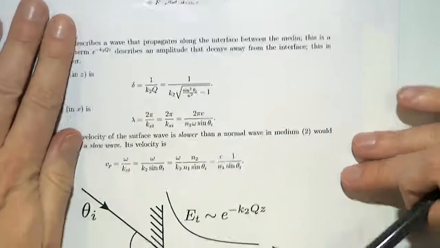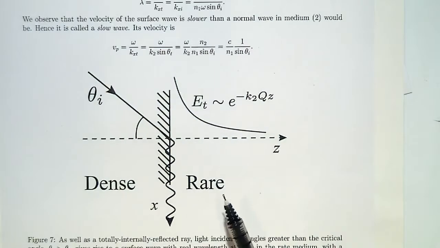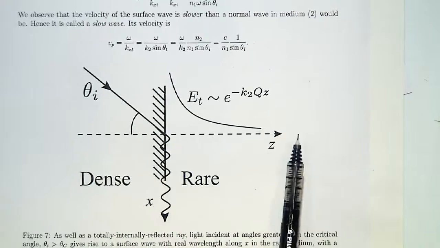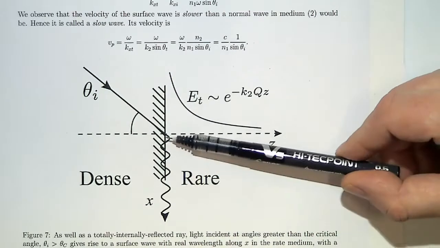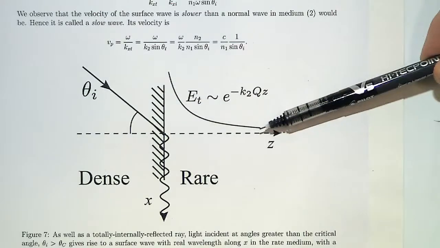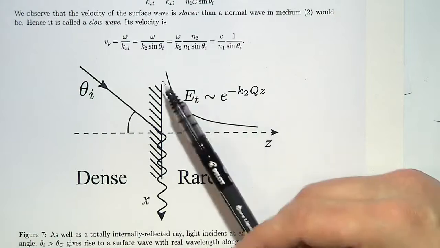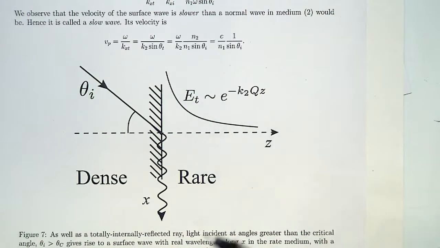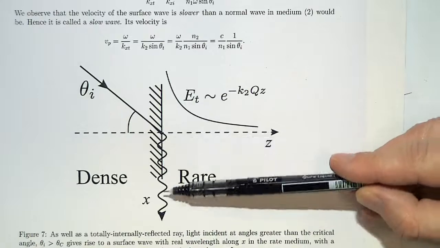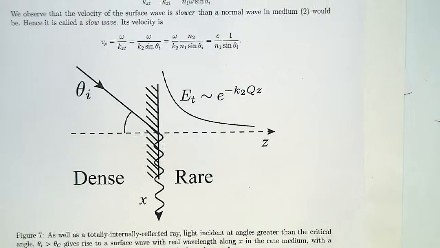So here's that picture of what's going on. We have a dense material, we have a rare material. We have an angle theta here which is greater than the critical angle, so therefore there is no transmitted component, but we can still see that there is some kind of wave travelling along the surface and some amplitude which is exponentially decreasing away from the surface, and we can calculate two things. We can calculate how far the amplitude will extend into the material, and also the wavelength along here, and we say that the velocity of the wave that goes in this direction from that wavelength is slower than it would be if there was a real wave.